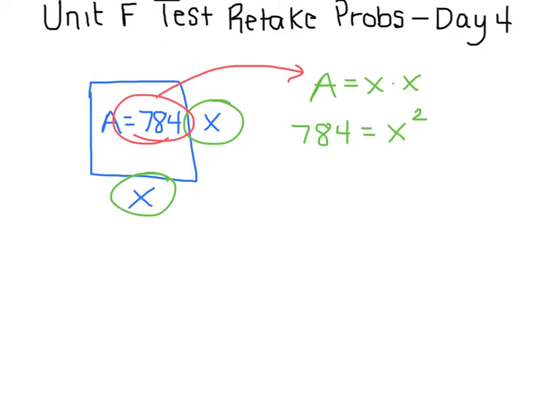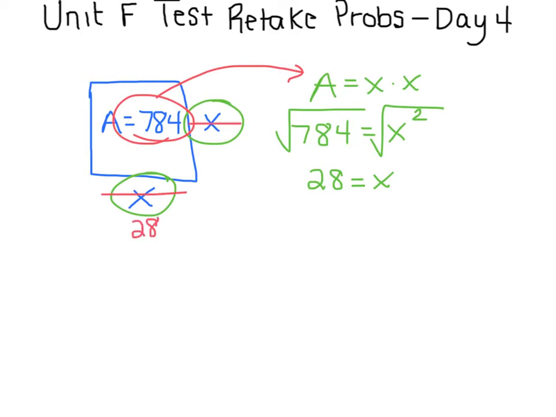If 784 equals X squared, to get X by itself, I would take a square root, and that's going to leave me with 28. Now, I'm not done yet, okay? Because that means that the side length, what this just found for me is what X is. So my side length I can now say is 28.